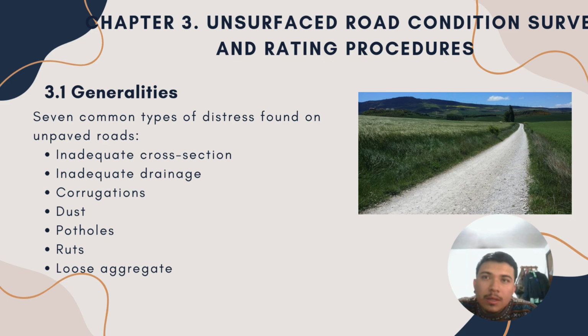On the other hand, it's key to mention that seven types of problems are identified for a road condition classification, such as an inadequate cross section of the roadway, inadequate drainage, corrugation on the road surface, dust or particulate matter, presence of potholes, presence of ruts, and finally loose aggregate on the surface.